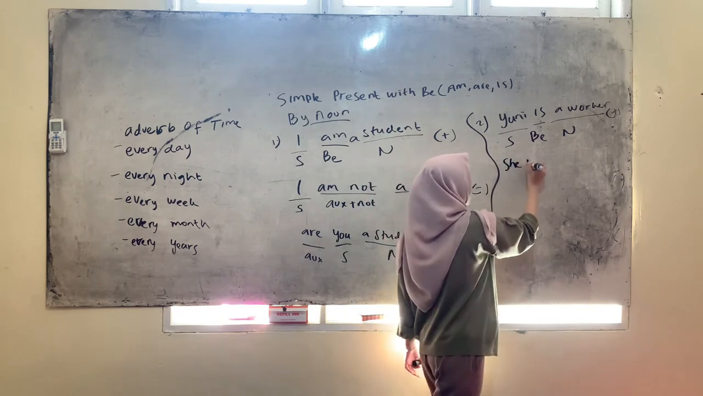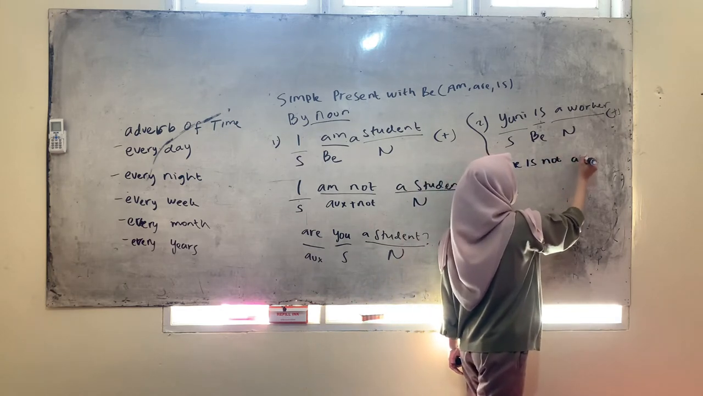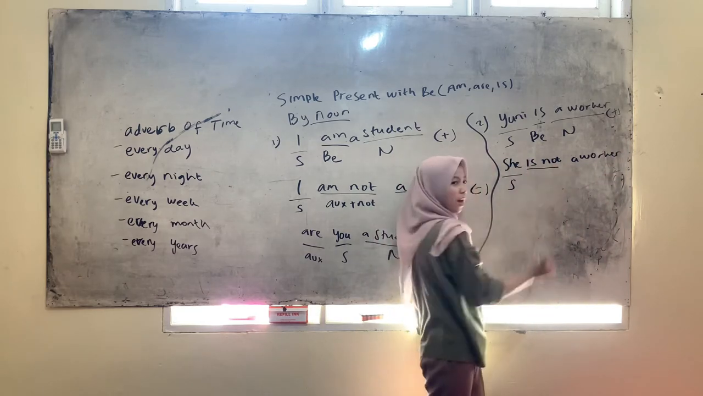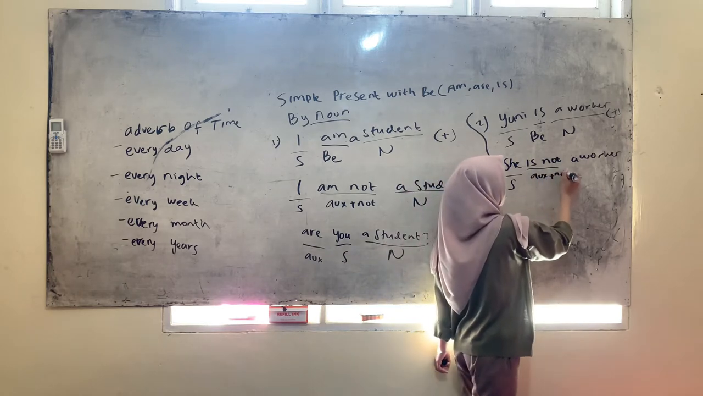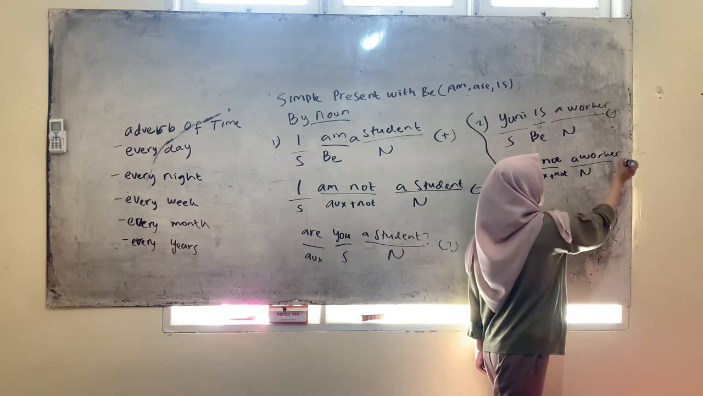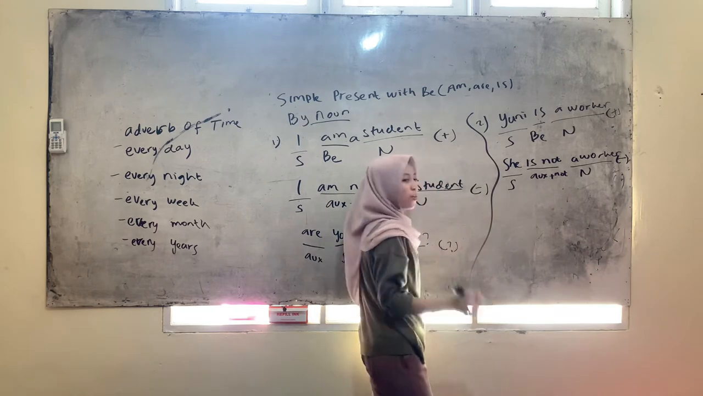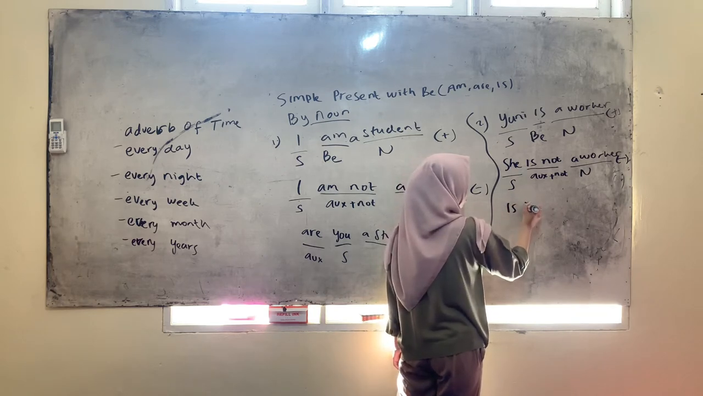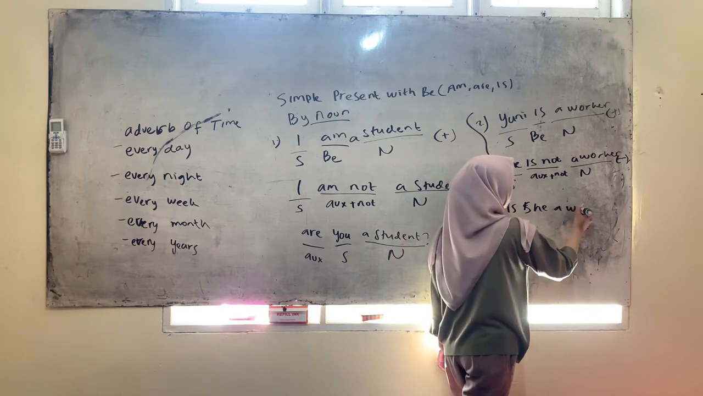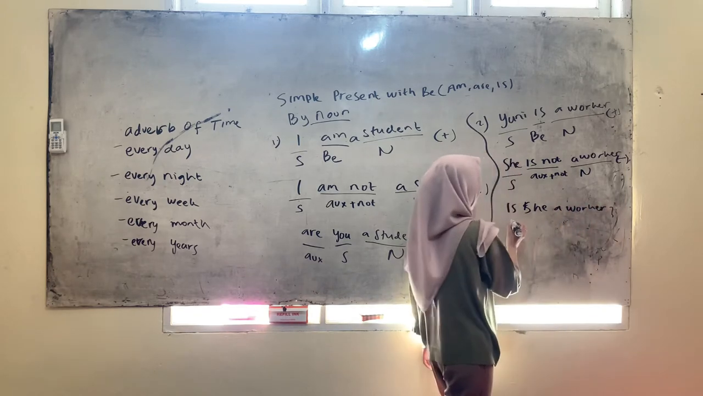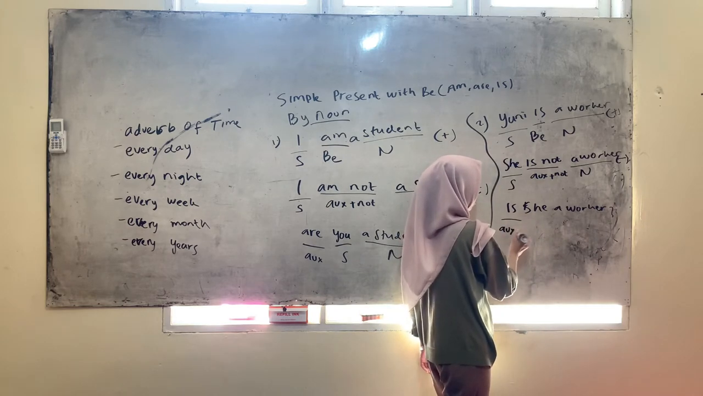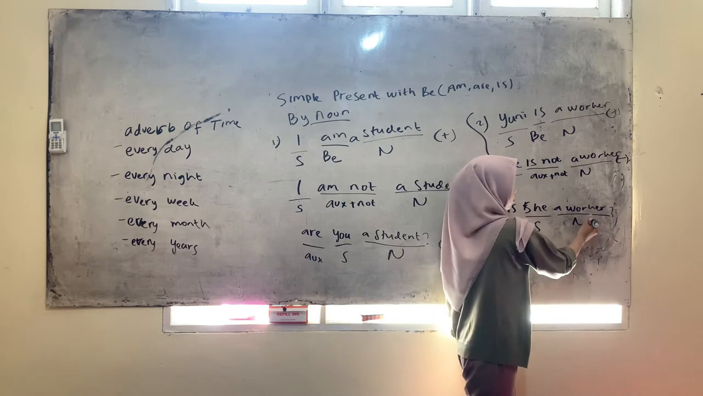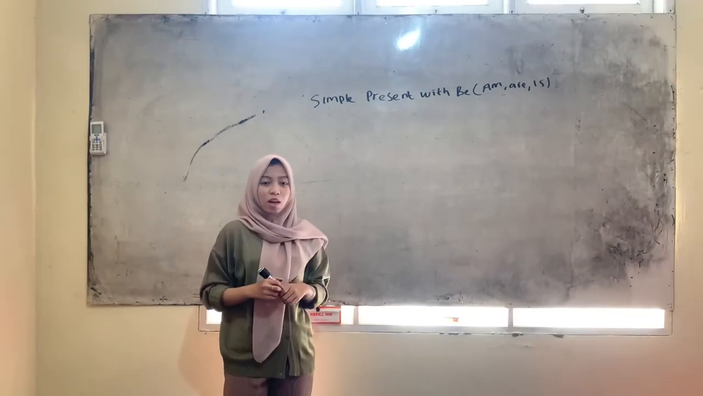Okay. If you make a negative sentence, she is not a worker. She as subject, is as auxiliary plus not, and a worker as noun. Negative sentence. Okay. If you make an interrogative sentence, yes, is she a worker? Is as auxiliary, she as subject, and a worker as noun. Interrogative sentence.